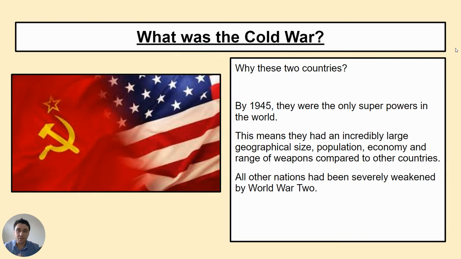You've got to have a strong economy. You've got to have lots of money available. And you've got to have a wide range of weapons, up-to-date modern weapons compared to other countries. You cannot be a superpower if you are just hitting people with a bit of wood with a nail in, for example. Okay, you've got to have these powerful nuclear weapons ready. Now, America and Russia were the only countries that really fit the bill, and so they were seen as superpowers afterwards.